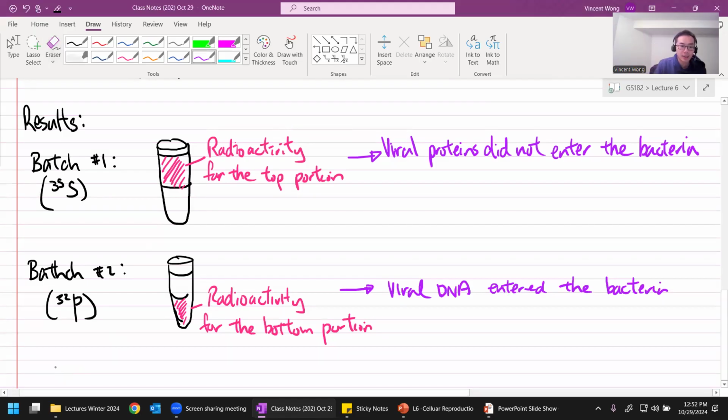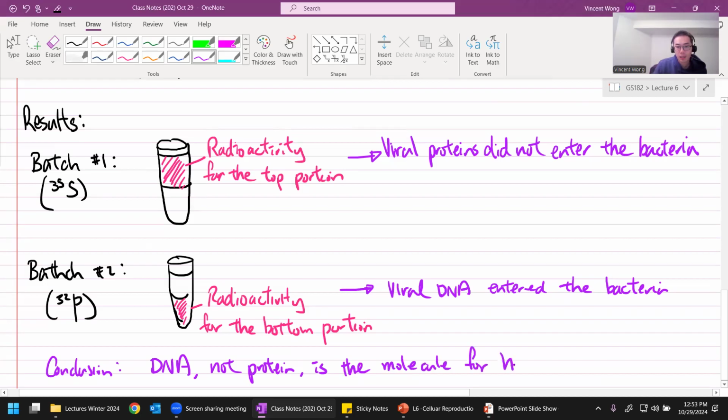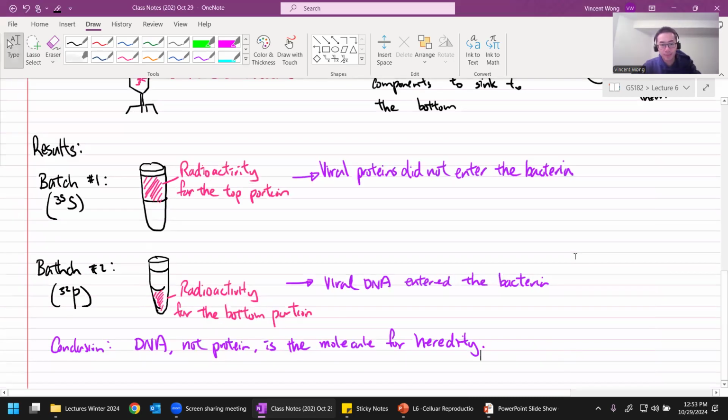So when taken together, the conclusion of their experiment is that DNA and not protein is the molecule for heredity. And that is the experiment from Hershey and Chase. Any questions?